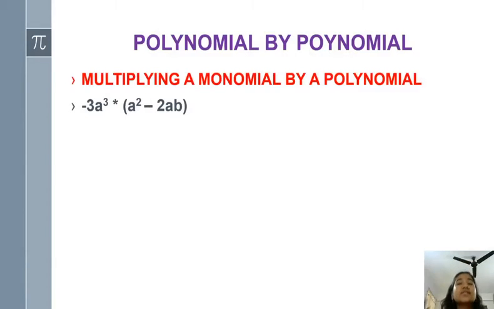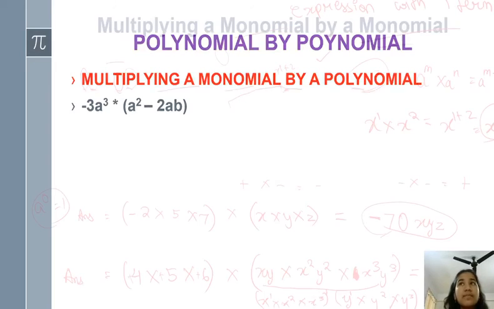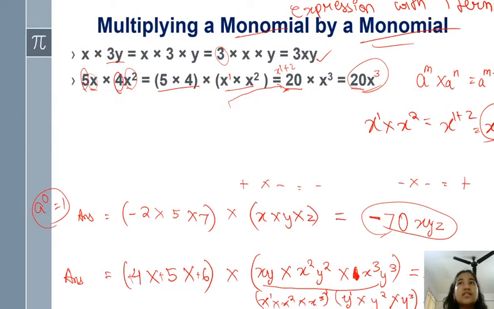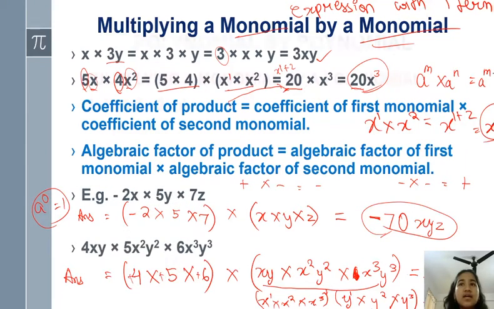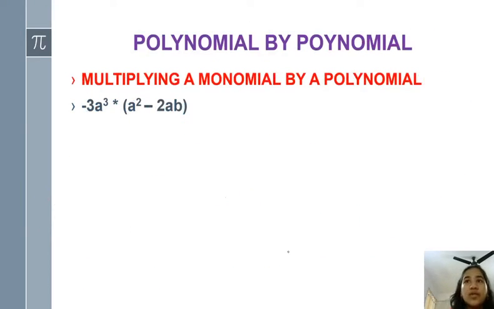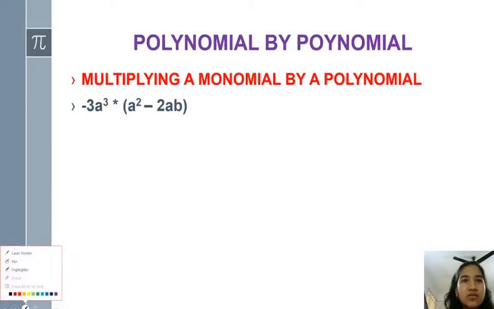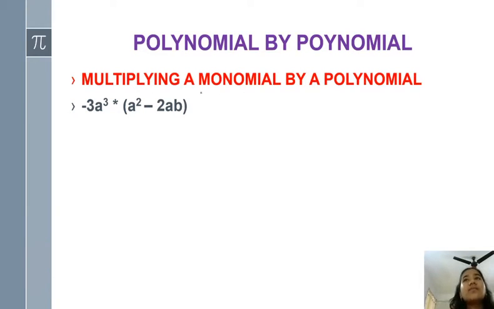Afternoon, everyone. So our next topic to cover is, in the previous session we learned monomial by monomial, right? So in this topic we are going to cover basically polynomial by polynomial. In that also our first thing to cover is multiplying a monomial by a polynomial. A monomial is also a polynomial, so it suits the heading. So our first thing is this.